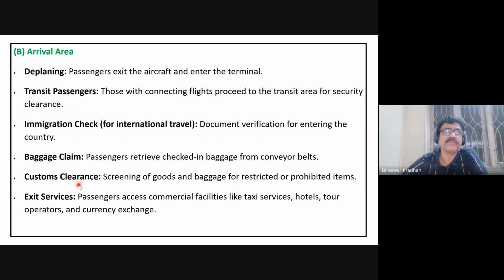Customs clearance: screening of the goods and baggage for restricted or prohibited items. Then the exit services, where you can exit. Passengers access commercial facilities like taxi services, hotels, tour operators, and currency exchange. These are needed.